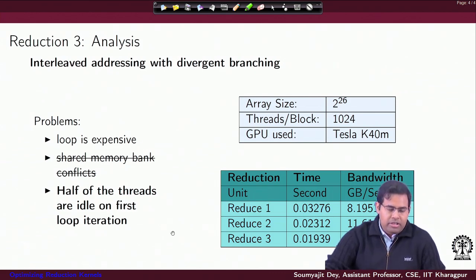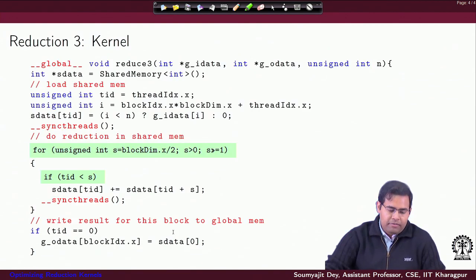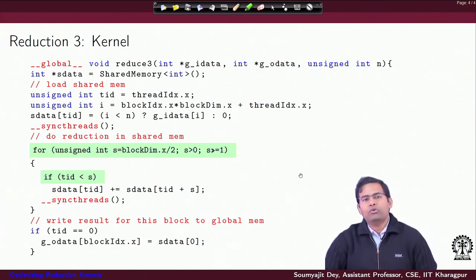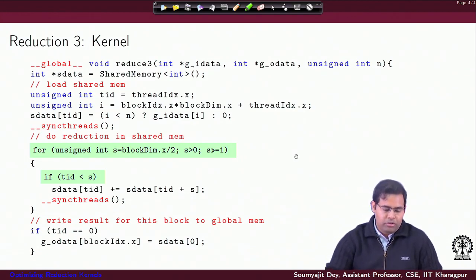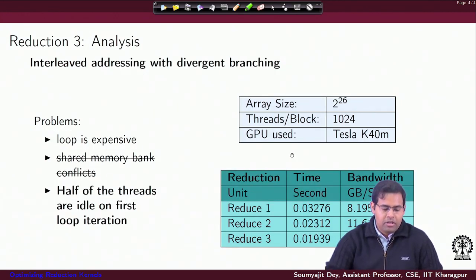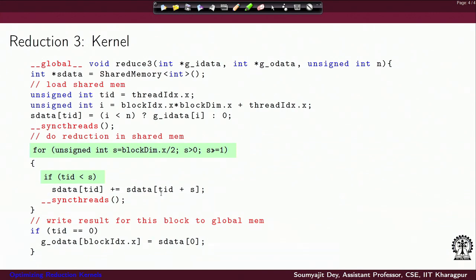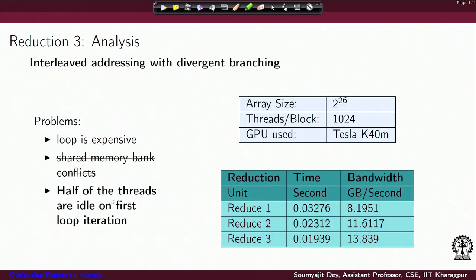Now, I would still say that we have certain issues. First of all, this loop is still very expensive. Why do we call a loop expensive? From our earlier discussions on basic architecture, every time your threads get into the loop, you have to check the loop condition, which is one branching check before the threads get inside the loop. The good thing here is we have removed the modulo operation. The most important issue is that half of the threads are idle on the first loop iteration.